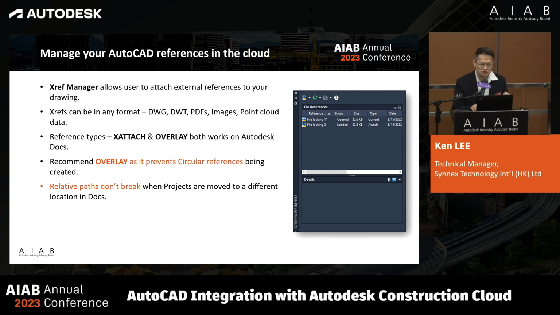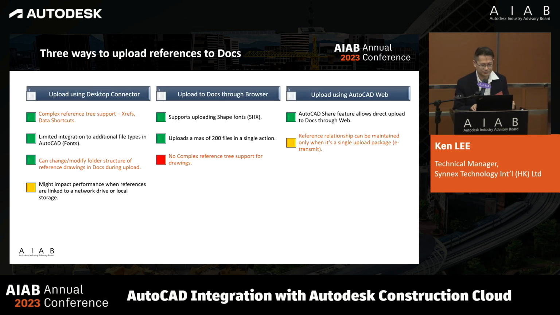Circular referencing will cause some issues in synchronization in Autodesk Construction Cloud or BIM 360, because the relative path will break with circular references. So if you don't really need to attach the file, you always go for the overlay. Or you can use eTransmit to send to your client.